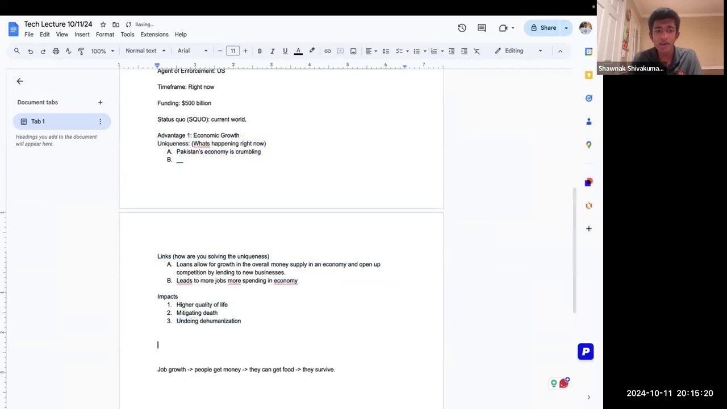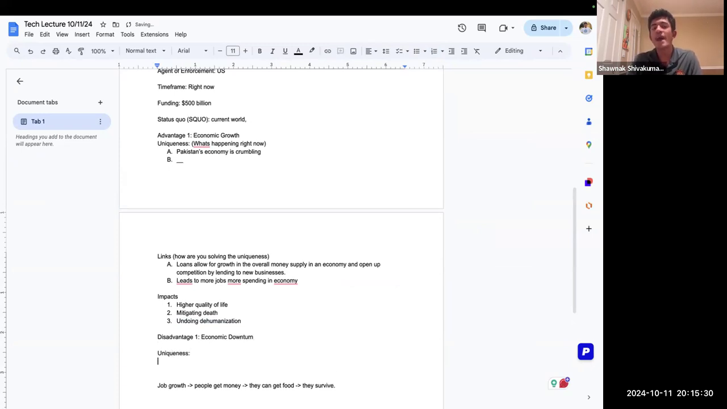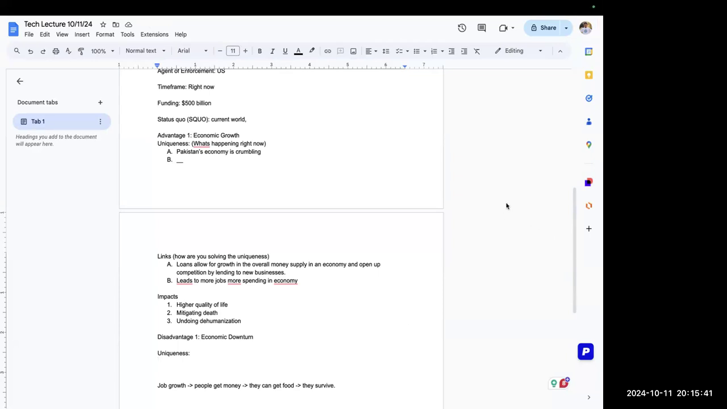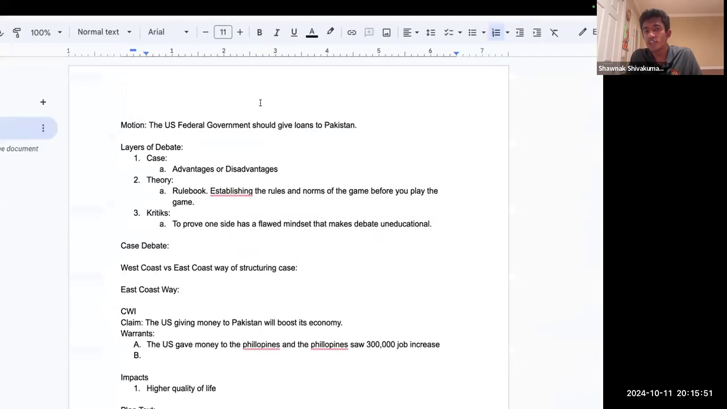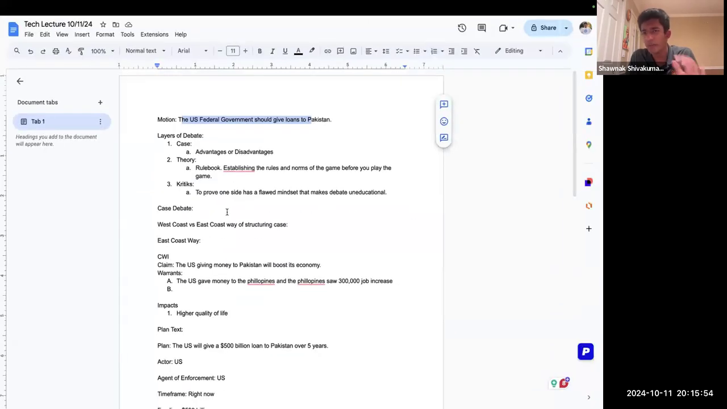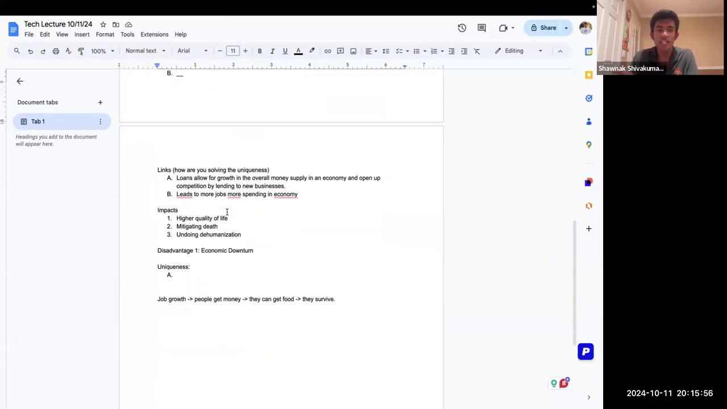For a disadvantage, which is very, very similar, it'll be like economic downturn. And then instead of arguing the status quo is bad, what do you think you argue in the uniqueness of a disadvantage? Anyone? Just that the status quo is good. Exactly right. As negative, a key distinction: if you read a counterplan, or something else like, oh, the US should give, it's tough in this motion. Most of the time you're not reading a counterplan. Just assume you're not reading another thing.